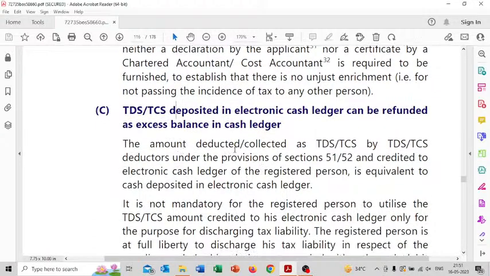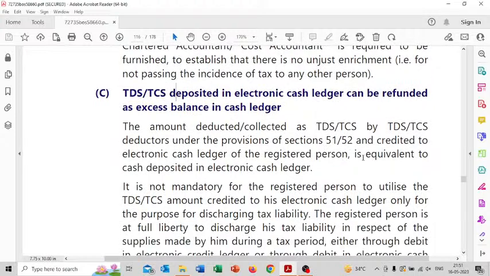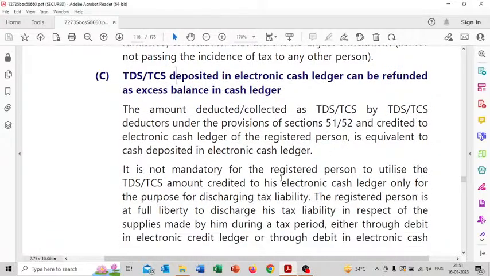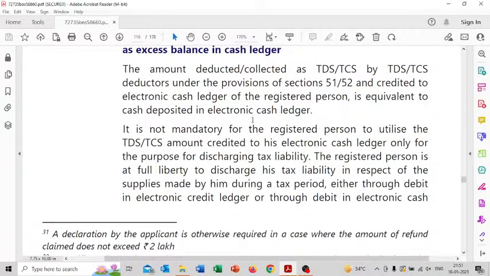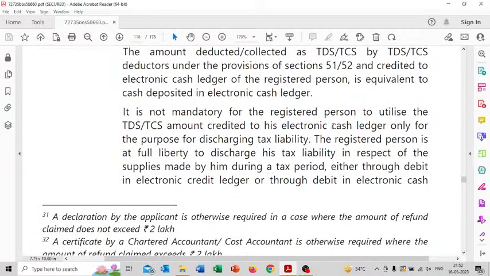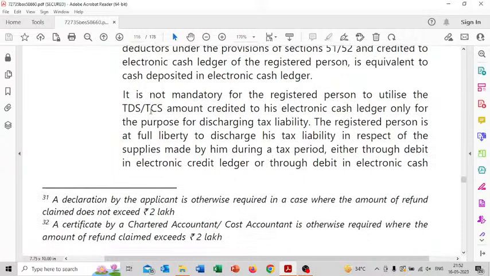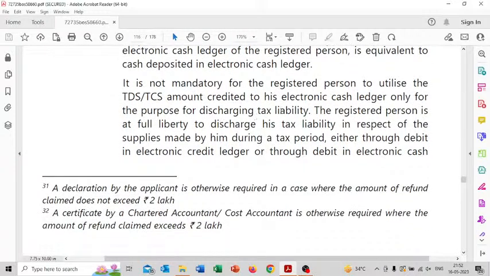The amount deducted and collected as TCS by TCS operators under the provisions of section 51 and 52 and credited to the electronic cash ledger of the registered person is equivalent to cash deposited in the electronic cash ledger. It is not mandatory for the registered person to utilize the TCS amount credited to his electronic cash ledger only for the purpose of discharging tax liability.